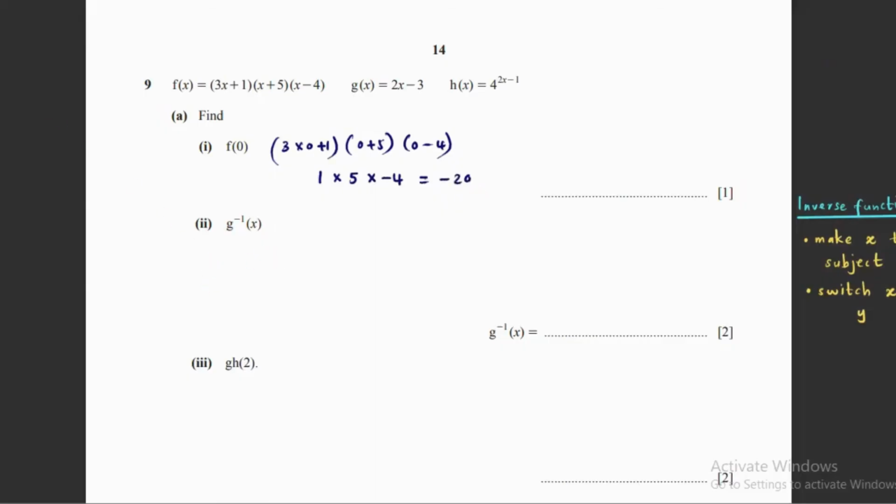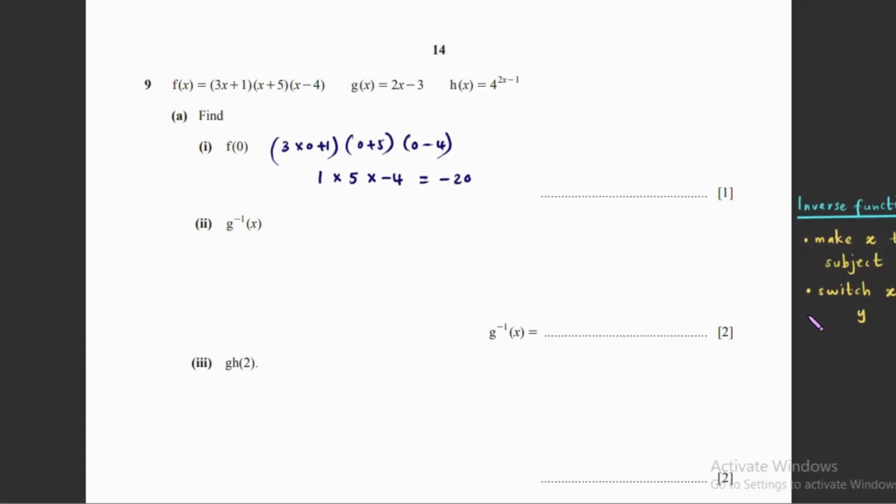I now need to find the inverse function of g. To find the inverse function when an expression is given to us, here g of x is given to us as 2x minus 3, and to find the inverse function, in that case, we need to do 2 steps.